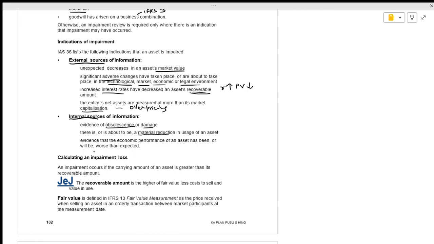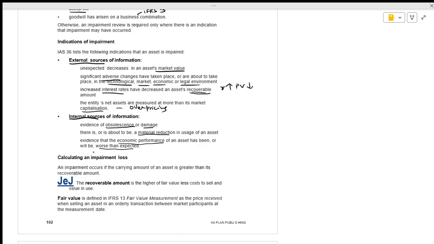Evidence that the economic performance of the asset has been or will be worse than expected. We are expecting some performance, but that performance is affected because of technology, because of obsolescence, because of the materials, because of the demand and supply. There are so many things, isn't it? It's very, very generic in nature.